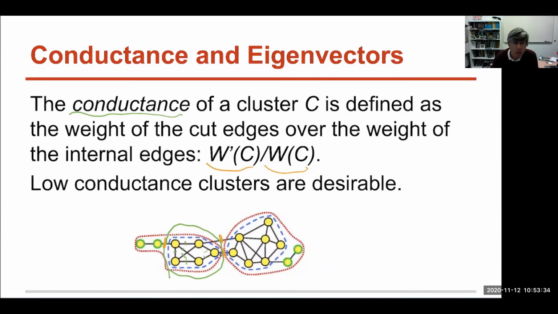And what we want is, we're excited about clusters that are cheap, where we're disconnecting relatively little compared to what is inside of it. In order to get a high conductance, we want a lot of weight inside of it. That's going to skew us to having bigger clusters, whereas just considering the cut set weight is going to skew us to having a small cluster. Okay? Any questions about that?